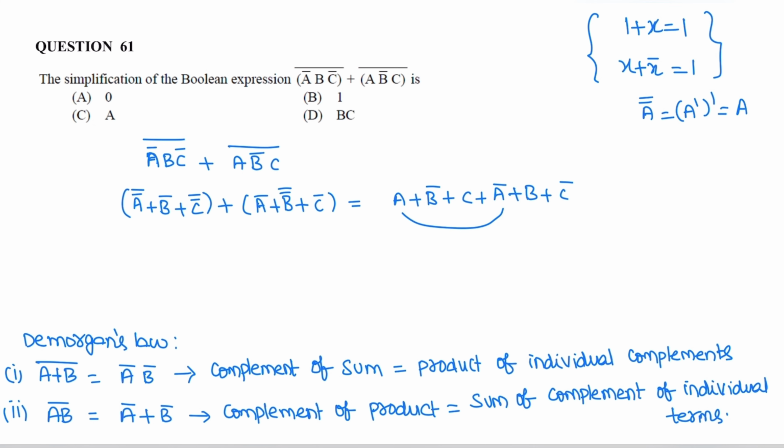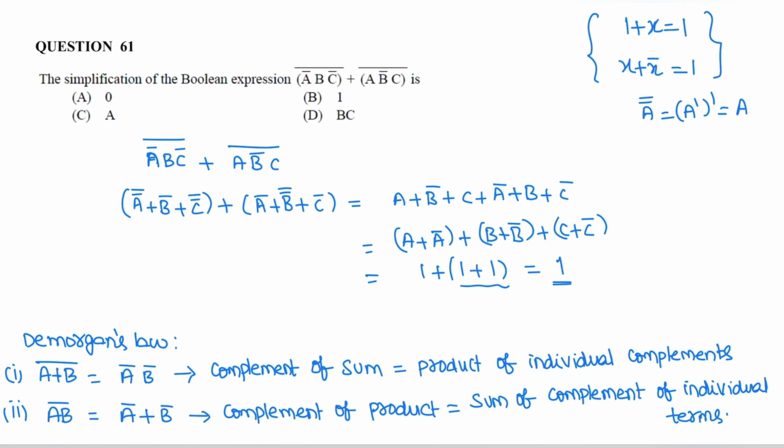Now a + a' can be rearranged as a + a' + b + b' + c + c'. So x + x' is 1. So that is 1 + 1 + 1. So in Boolean algebra, 1 plus something, its value is 1 only. So the correct option is B.